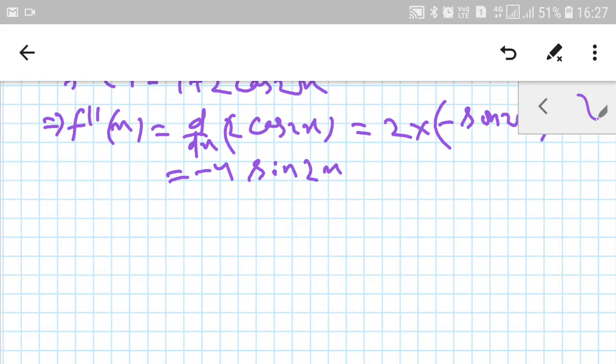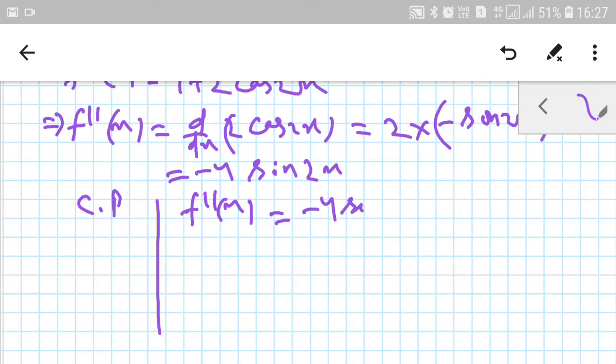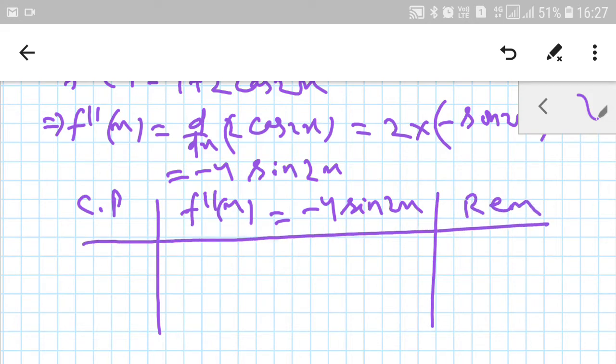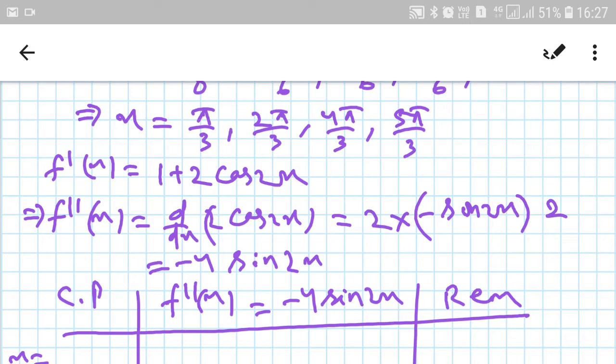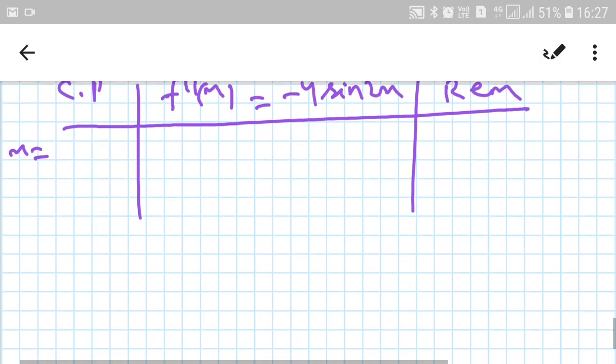Now I will make the column, f double dash x, this is the sign of f double dash x, right, which is equal to minus 4 sine 2x. Then remarks. If I go on like this, first value x equals, look at this, is pi by 3, 2 pi by 3, 4 pi by 3 and 5 pi by 3.